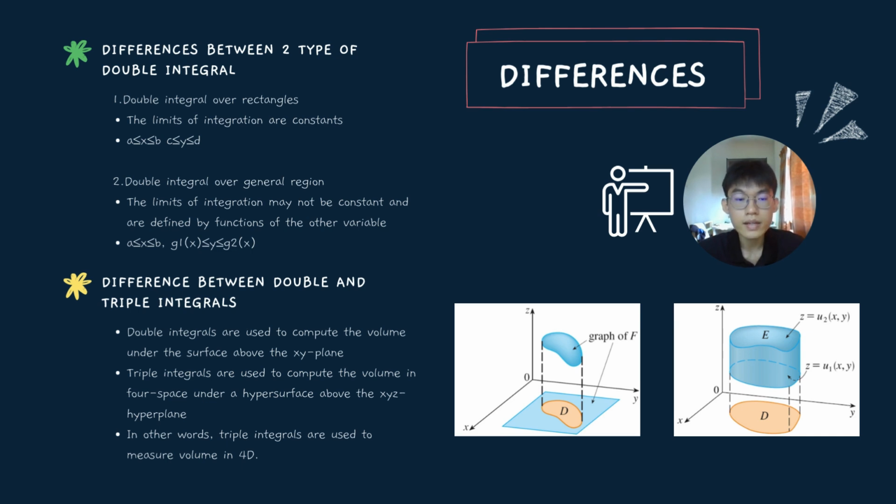And the difference between the double and triple integral is that the double integral is normally used to calculate the volume under a surface above the XY plane, but the triple integral is normally used to calculate the volume in 4 space under a hypersurface. In other words, the triple integral is normally used to measure the volume under 4D.